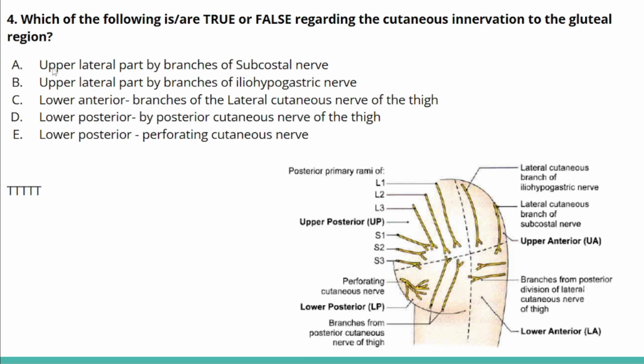Answer A, upper lateral part by branches of subcostal nerve. It's true. Then upper lateral part by branches of iliohypogastric nerve. Again is true. Lower anterior by branches of lateral cutaneous nerve of thigh. True. Lower posterior by posterior cutaneous nerve. True. Lower posterior by perforating cutaneous nerve. True. So all the answers are true.